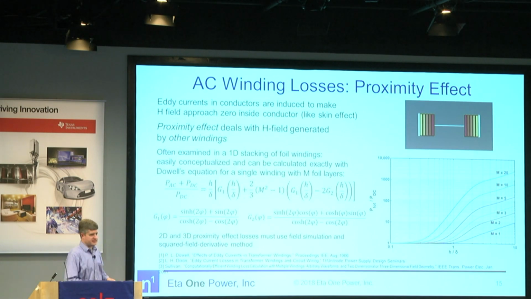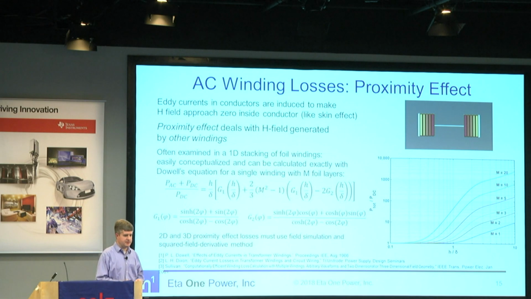Proximity effect. Sorry, this is a bit of an eye chart here, but it's the same effect. Eddy currents are generated in the conductors to cancel the currents on the inside. But that means that externally generated H fields, which build up in a stacked winding like this, will contribute much higher losses, much higher currents than you would anticipate. For a 1D stack of foils like you would see here, which is an idealized case, there's Dowell's equation which you can use to calculate it. But in general, in a 2D or 3D actual magnetic, you need to use a field simulator, like an FEA or something like that, to calculate the losses.